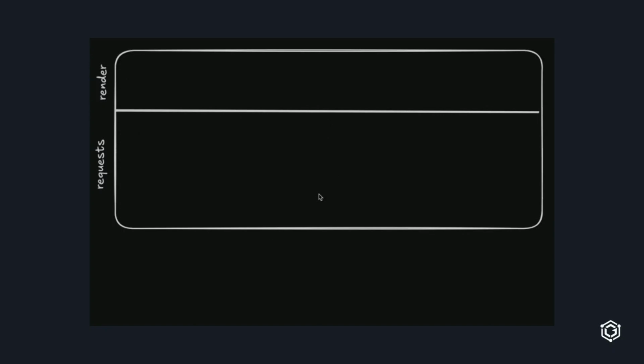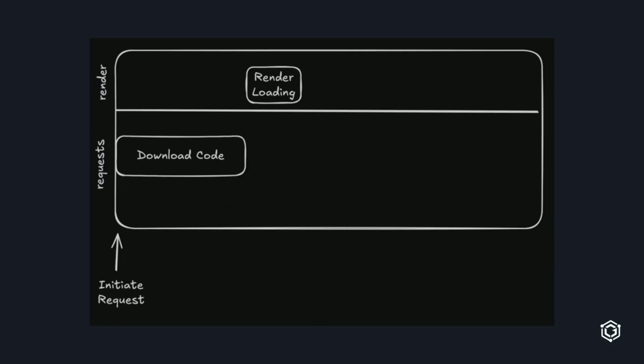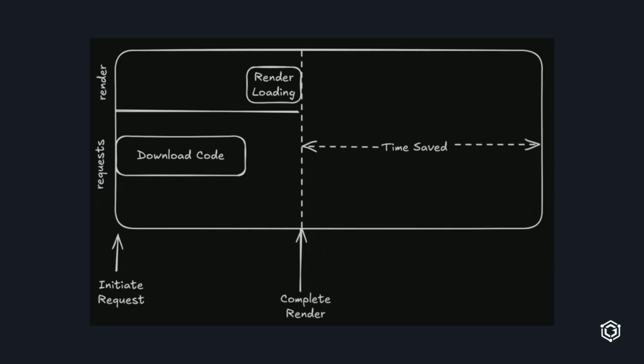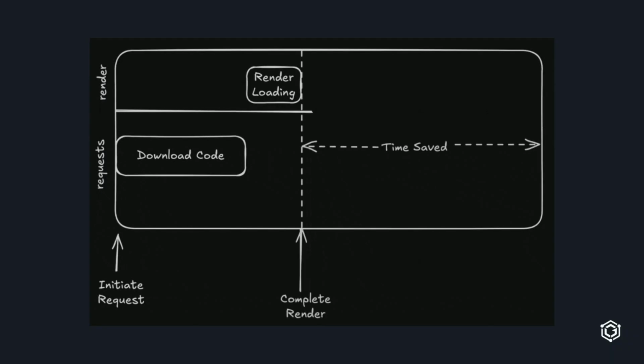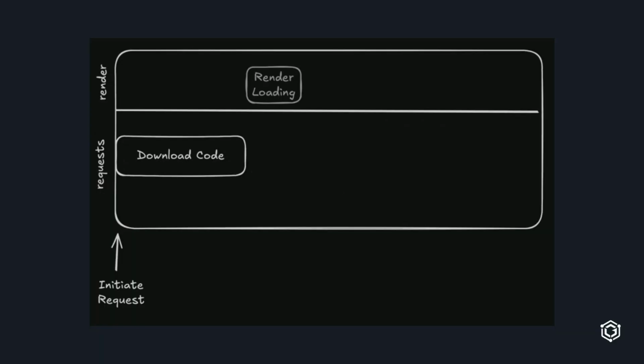What if we could offload everything to the server? So the client initiates the request, you start rendering the data, and then boom, everything is done. The idea is you're just downloading the code, and the code already has everything for you. So you're not really initiating a new request to get the data.